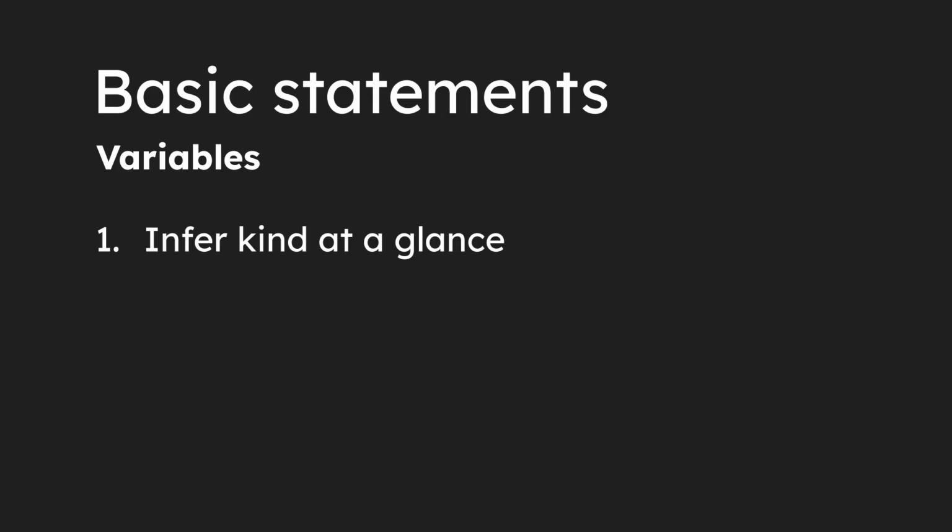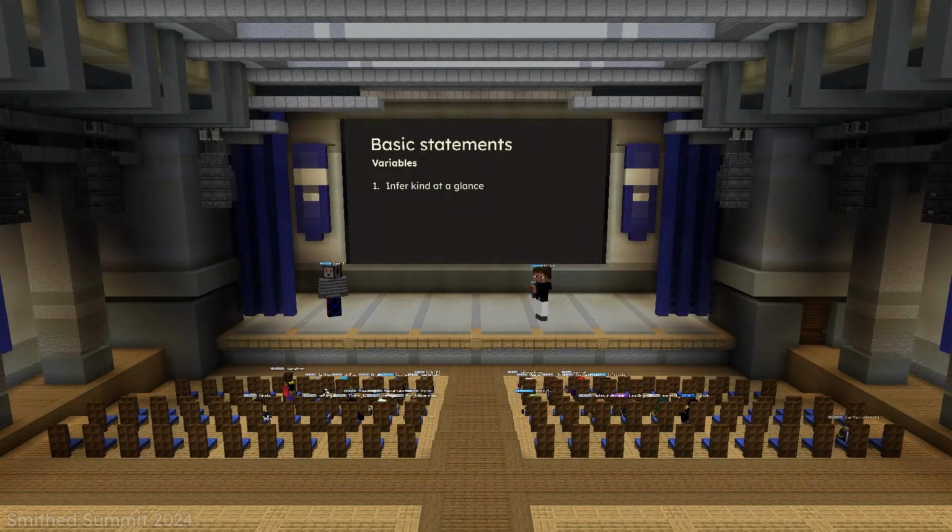Now, the next statement type I'm going to talk about is variables. This is a very important aspect of Zoglin that we wanted to get right. Because we do a lot of technical data pack work, we work a lot with data storage as well as with scoreboard variables. So we wanted to be able to represent these different types of variables inside Zoglin and be able to use them a little bit nicer than it is to interface with them in vanilla MC function. And something that's important to us is that we could easily infer the kind of the variable at a glance in Zoglin.